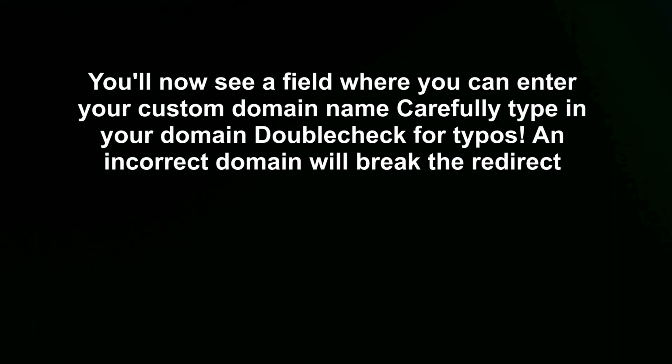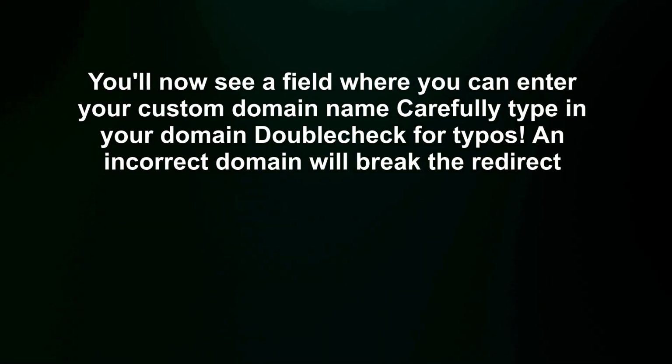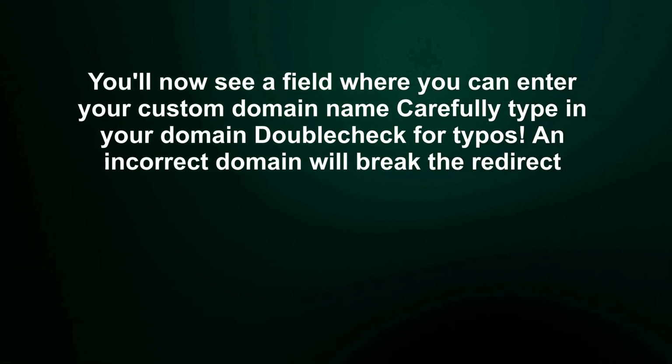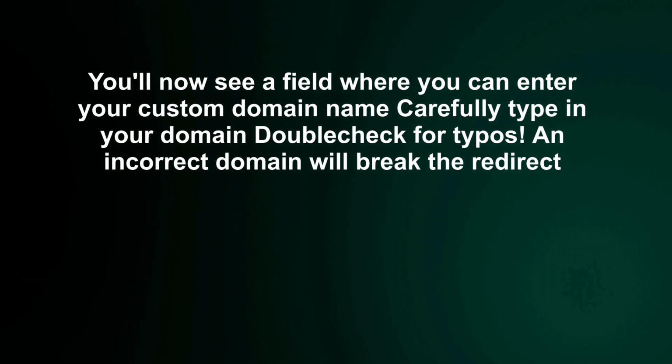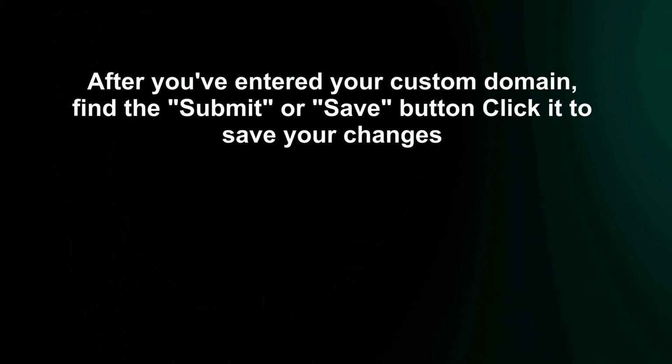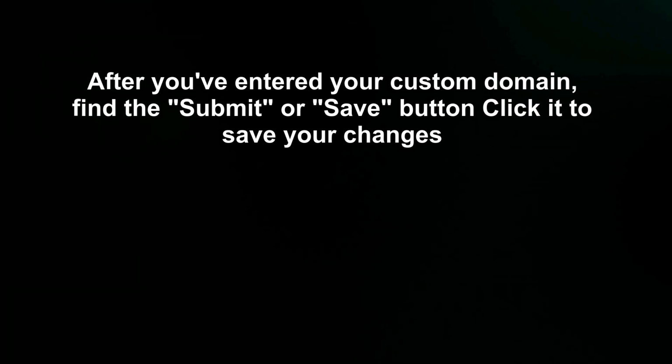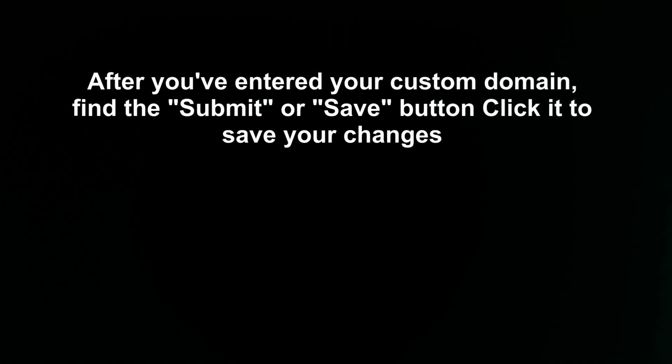You'll now see a field where you can enter your custom domain name. Carefully type in your domain. Double-check for typos. An incorrect domain will break the redirect. After you've entered your custom domain, find the Submit or Save button. Click it to save your changes.